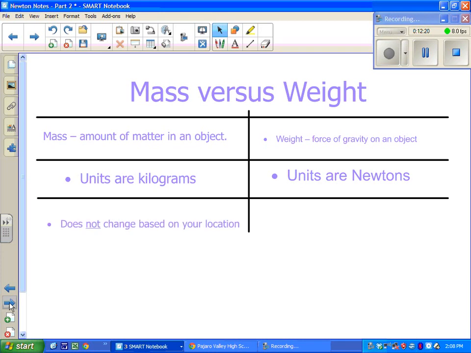And mass does not change based on your location. So as a student inappropriately said today, if you're fat here on Earth, you are fat in outer space. Your mass does not change. If you have a lot of atoms, those atoms are going to stay with you if you're in outer space. Your mass will not change. However, your weight does change if you go to outer space. You have 0 weight. That is the ultimate weight loss. Lose all your weight, just go to outer space. You'll weigh 0.